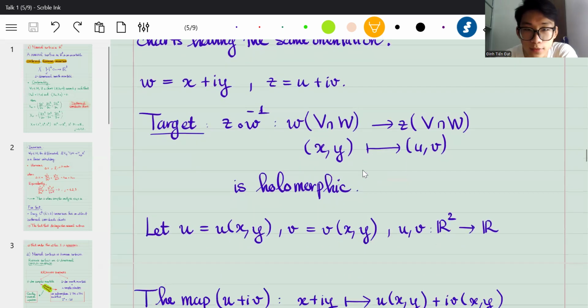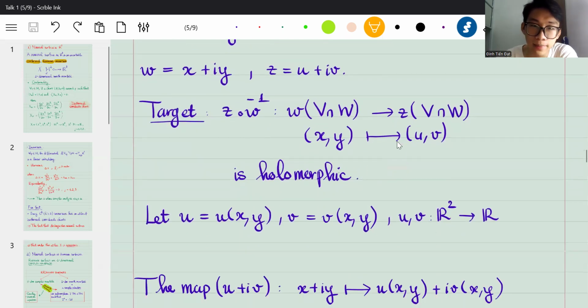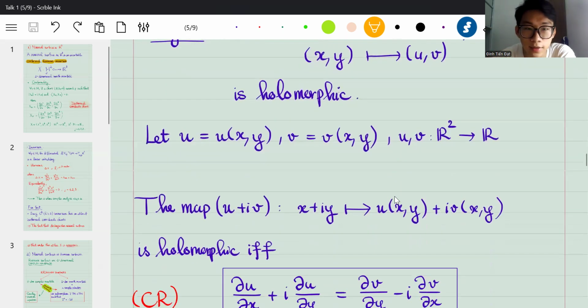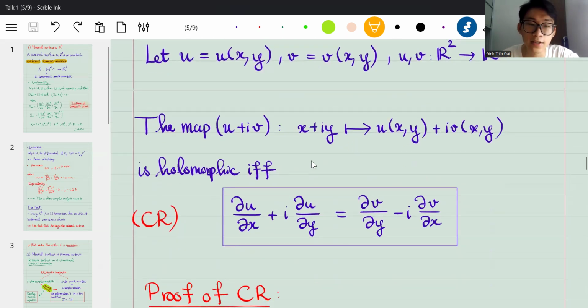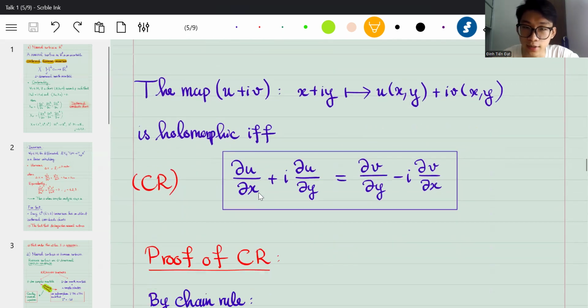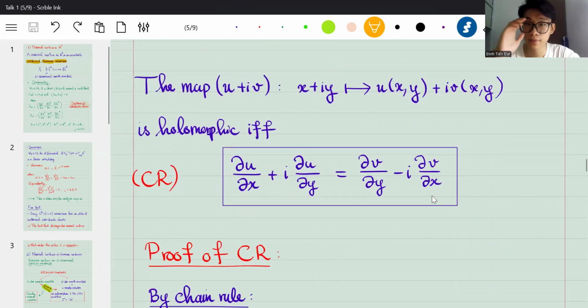I'm going to break this map down into two parts. The first is its real part, which I'm going to denote U, and the imaginary part, which is V. Right, so the map U plus iV is holomorphic if and only if it satisfies the Cauchy-Riemann equations written in this complex formula. Okay, this is a pretty standard fact from complex analysis.